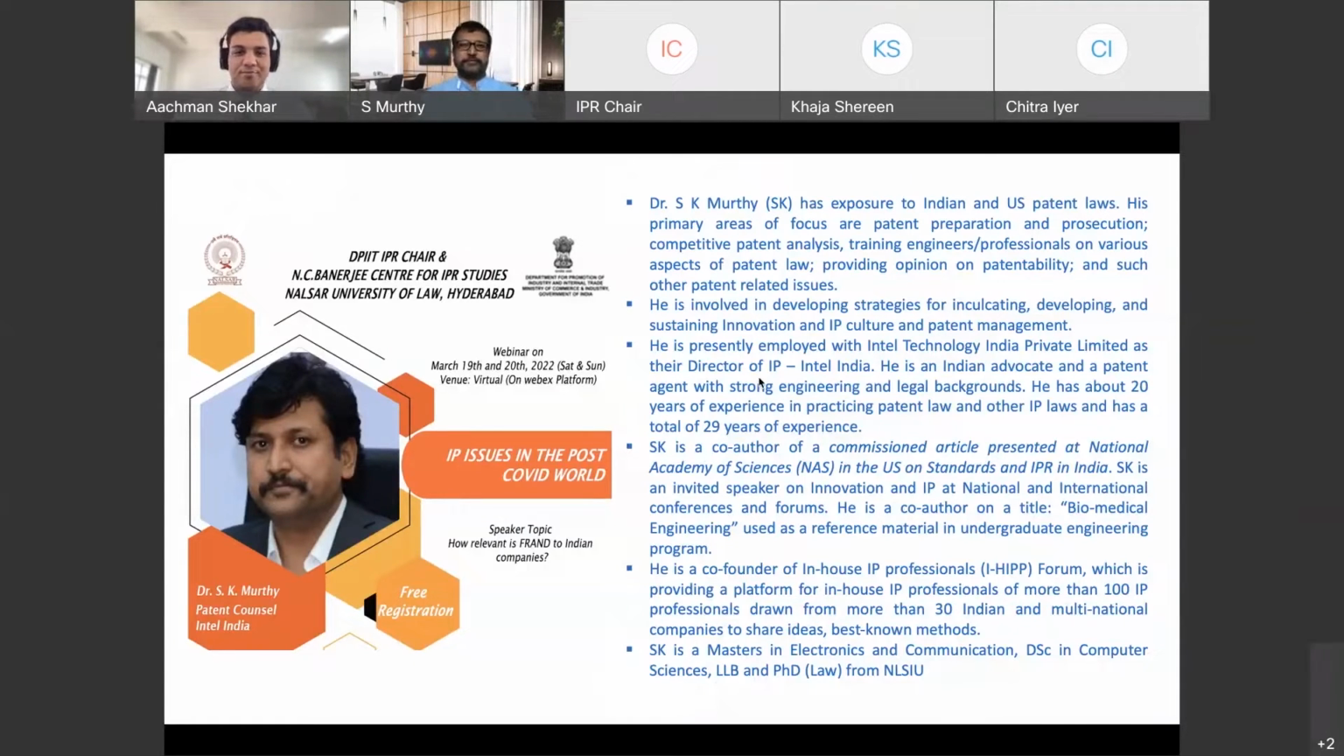My name is SK Murthy. The total experience that I have, including engineering and IP, is around 28 years, and IP is 20 years. I work for Intel, but today I am not speaking on behalf of anybody other than myself. So whatever I speak are my personal views. It does not necessarily represent the views of my employer or whosoever it is.